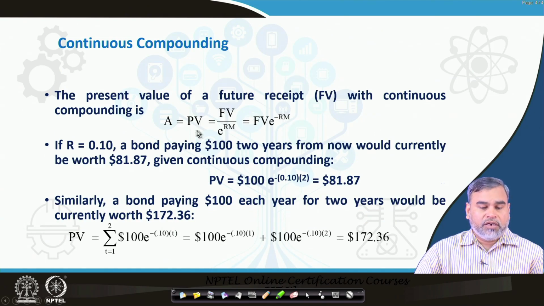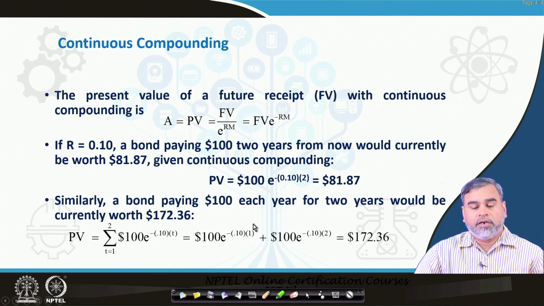If you want to calculate the present value of a future receipt, it is nothing but FV divided by e to the power Rm, or FV into e to the power minus Rm. FV is the future value we are going to receive, and PV represents the principal value or money you have deposited. If you want to convert in this direction, what should be the present value? For example, if a bond is paying $100 in 2 years from now, how much money should you invest? This investment will be 81.87, if it is continuously compounded.